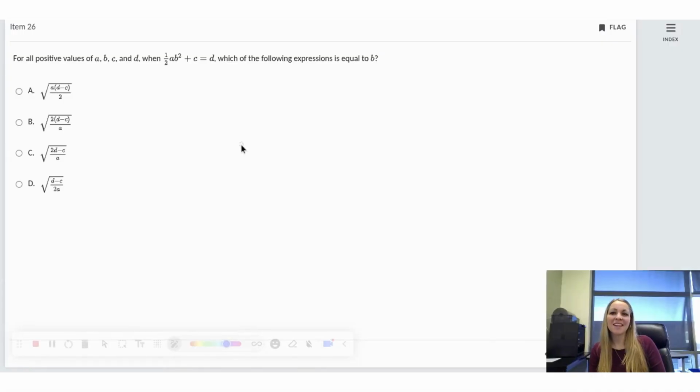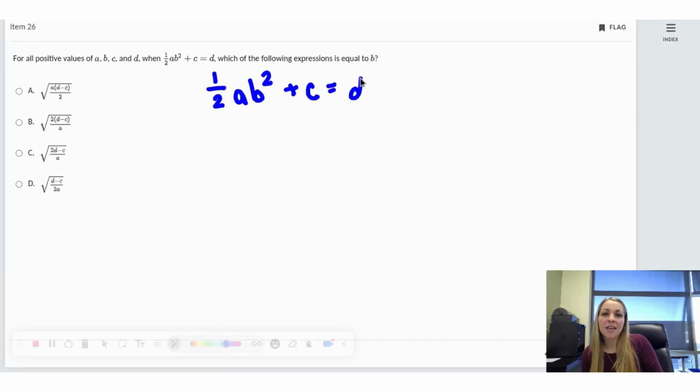Question number 26. For all positive values of a, b, c, and d, when 1/2 a times b squared plus c equals d, which of the following expressions is equal to b? Okay, so what we're going to do for this problem is I'm just going to quickly rewrite this. 1/2 ab squared plus c equals d. And we're just going to solve this for b.